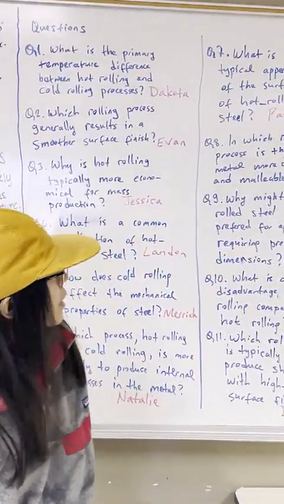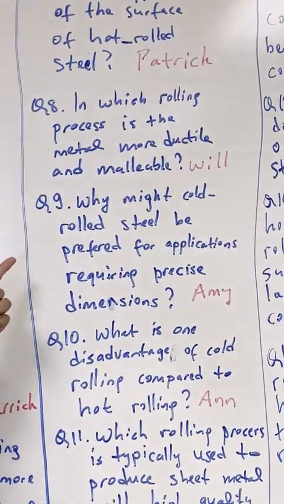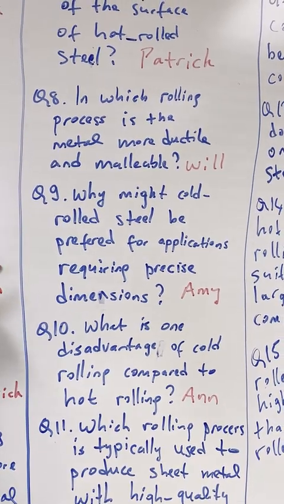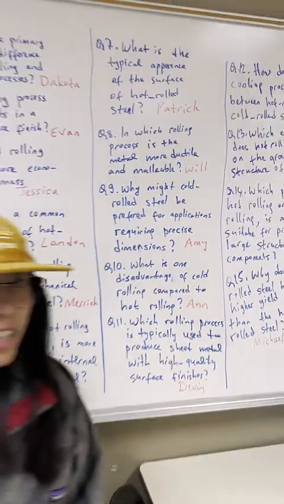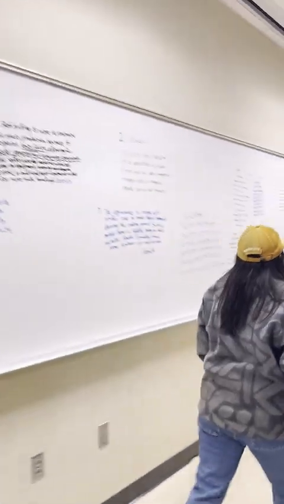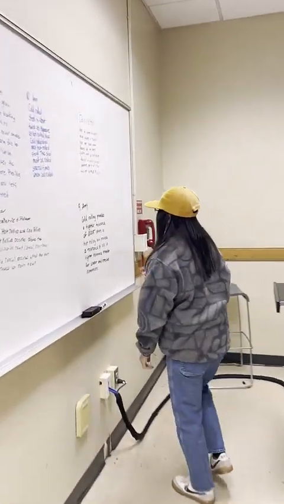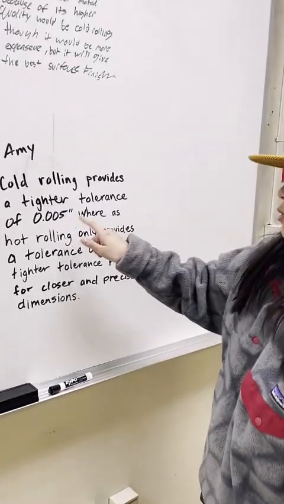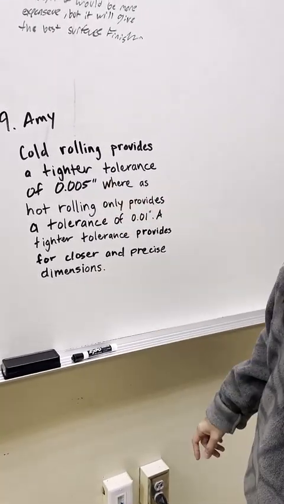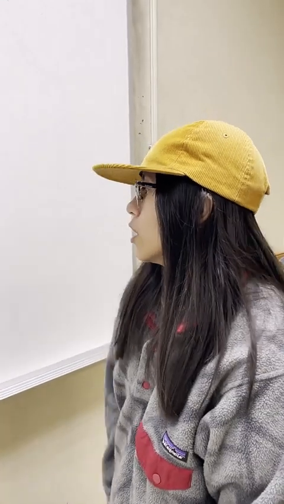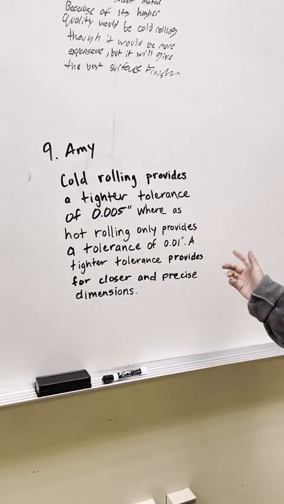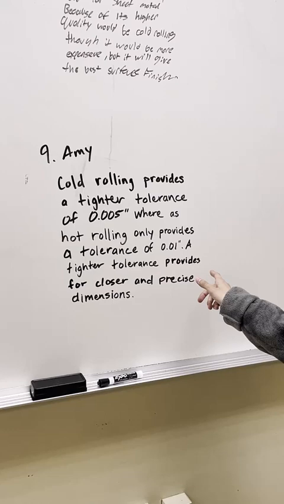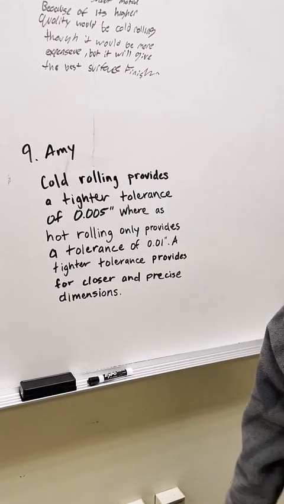I had question 9. Why might cold rolled steel be preferred for applications requiring precise dimensions? I said that cold rolling provides a tighter tolerance of 0.005 inches, whereas hot rolling only provides a tolerance of 0.1. So that means cold rolling would provide a tighter tolerance, which is closer for dimensions and precise dimensions.